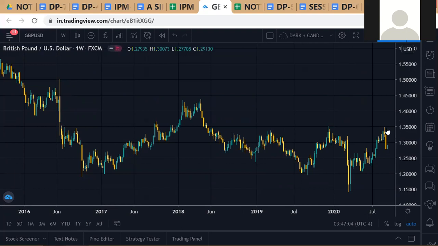So ideally you should let the right shoulder of the pattern form and then go long on the breakout. And that is the classical way to trade.